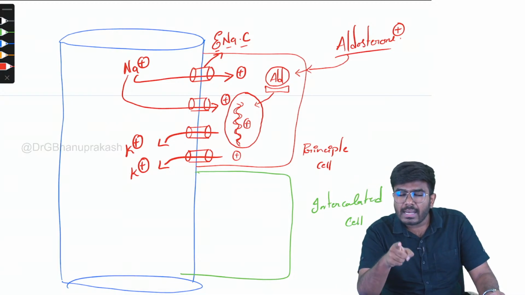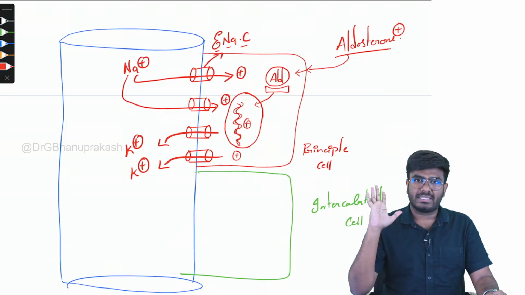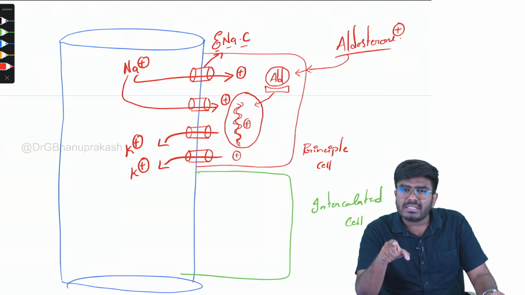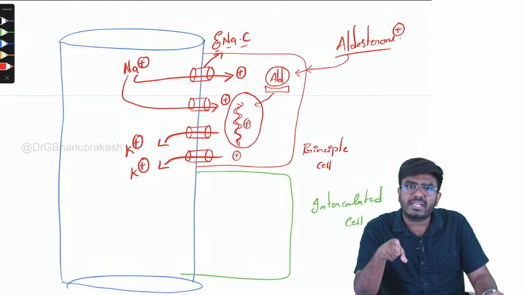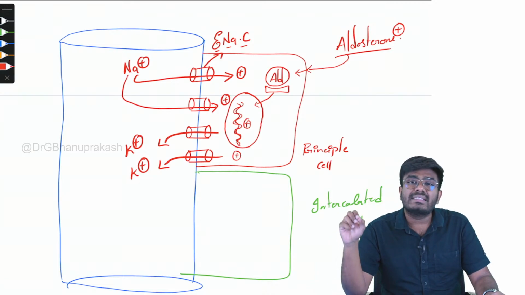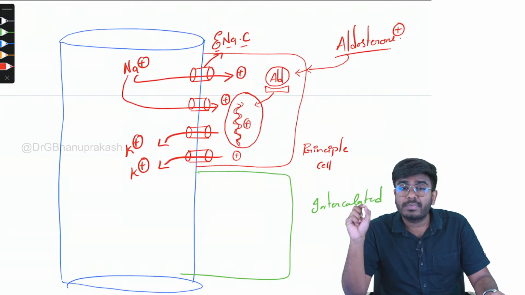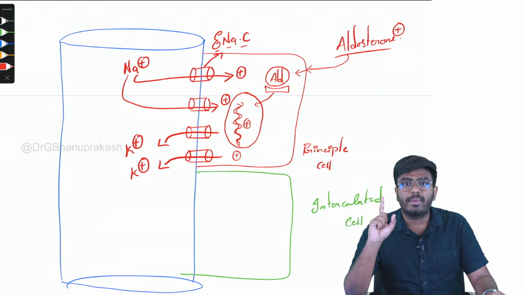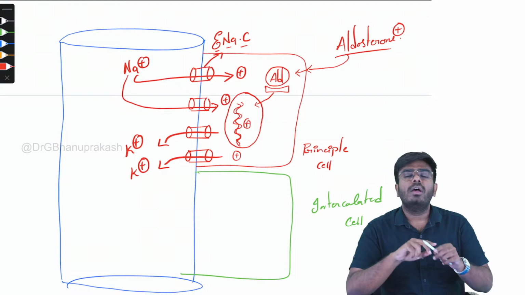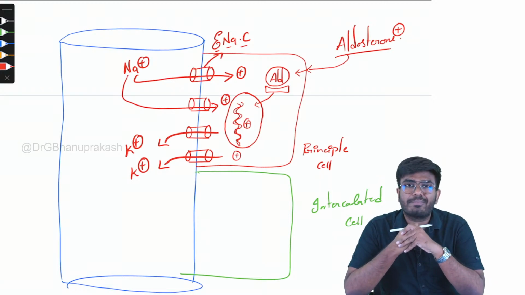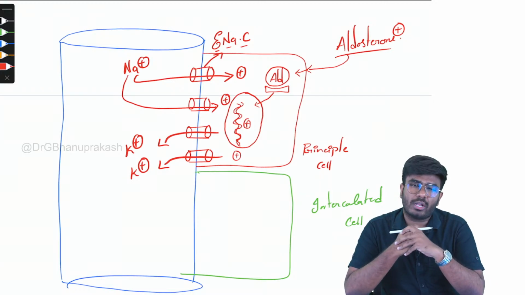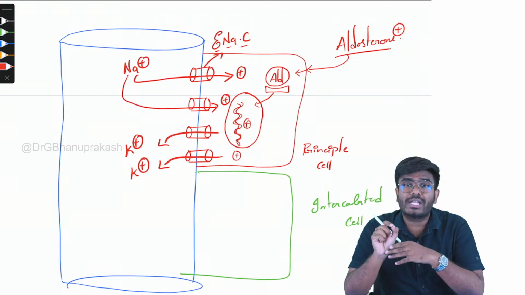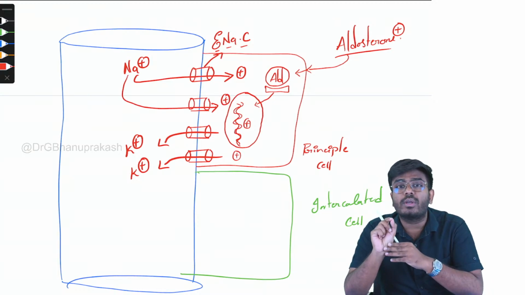By acting on which cell? By acting on the principal cell. Which receptors does aldosterone have? Cell surface receptors or cytoplasmic receptors? Aldosterone has cytoplasmic receptors. Aldosterone is a steroid. It will cross the cell membrane. Okay. Now, which channels are implanted under the influence of aldosterone? Epithelial sodium channels, called ENaC.